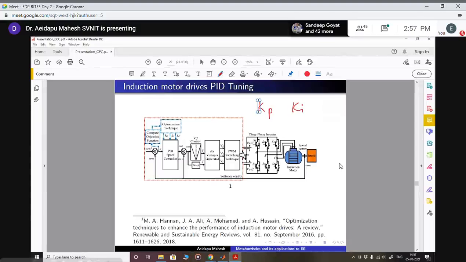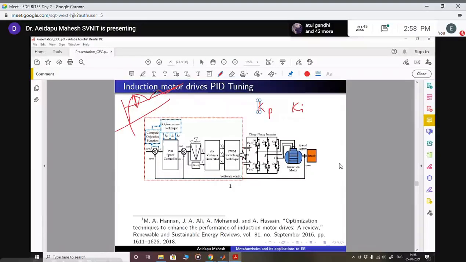The other approach is that instead of going for all the mathematical models, you can run online optimization. You can take the error value, omega reference and omega actual value, and compute the objective function. The objective function can be of your choice. So this is my response. My objective function can be the maximum peak overshoot. I don't want to have any peak overshoot in the speed.